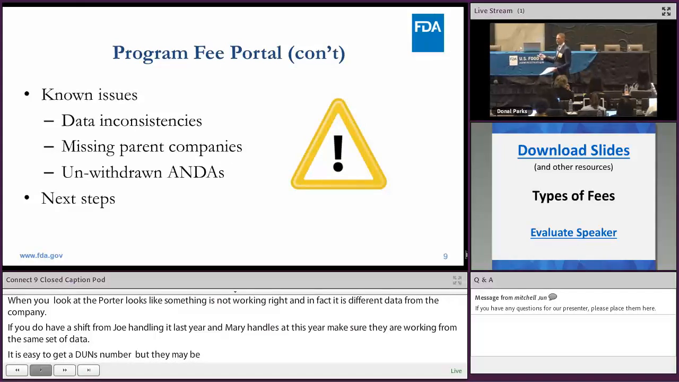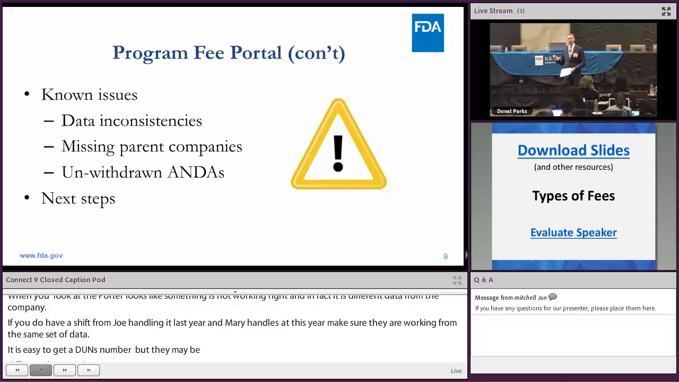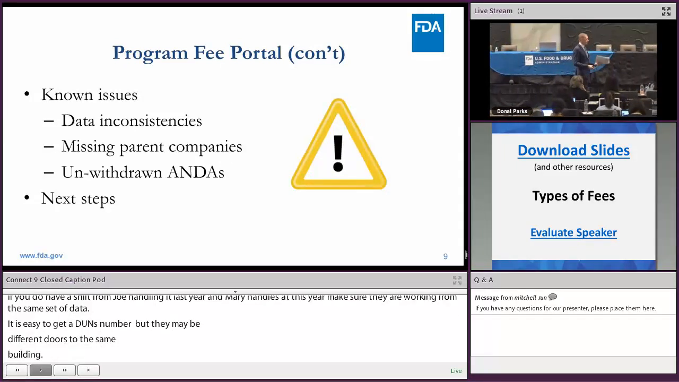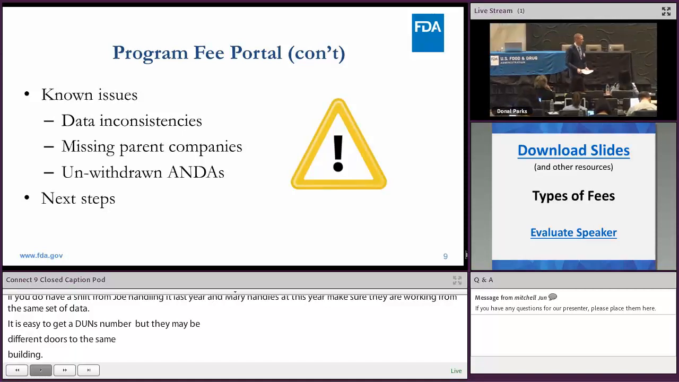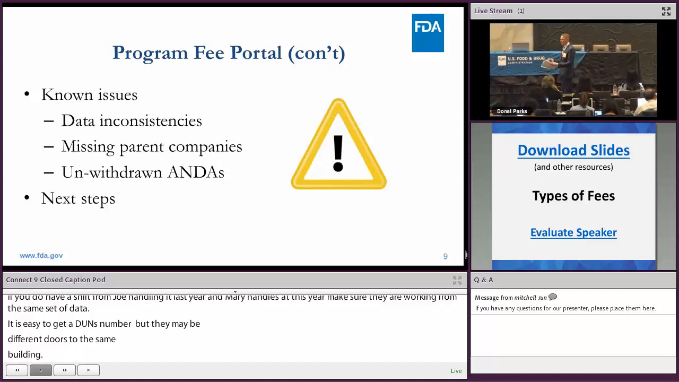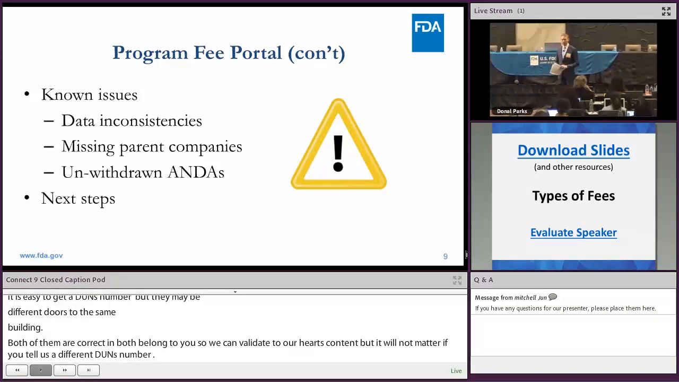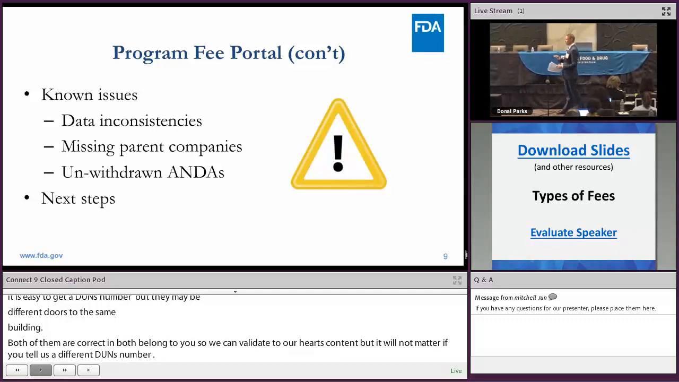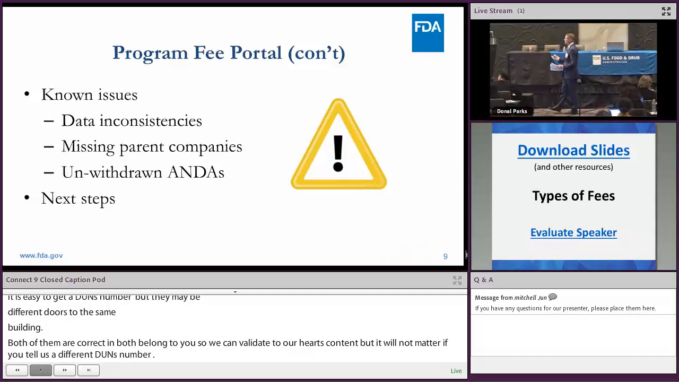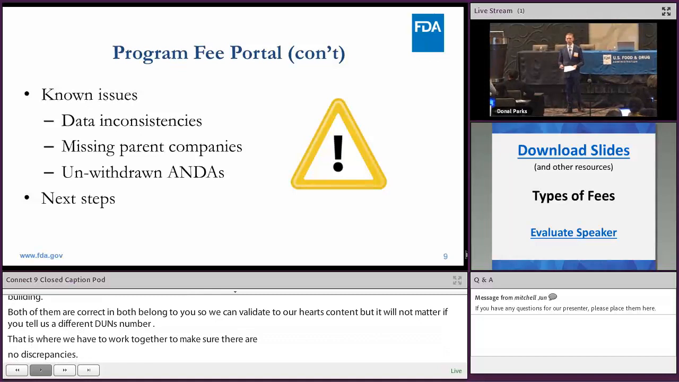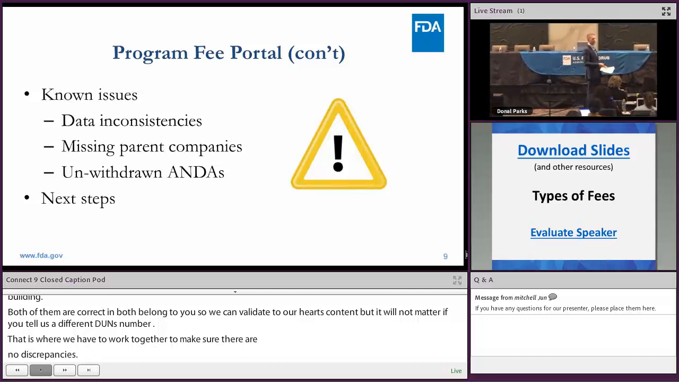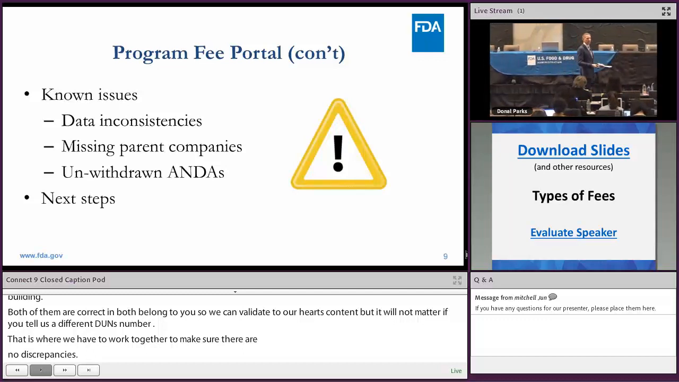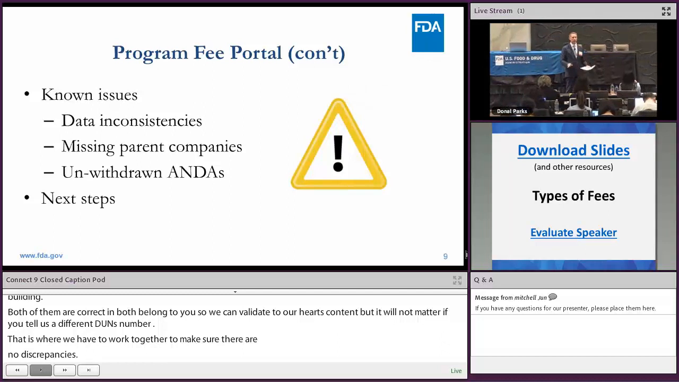And so we can validate to our heart's content, but it's not going to matter if you're telling us different DUNS numbers. So that's one of the issues where we have to work together to make sure that there aren't these discrepancies. There were some ANDA issues where you had said, I withdrew these, or I transferred ownership to someone else. But for different reasons, either that didn't make it into our system, or technically, because withdrawals have to have a Federal Register notice published to make them technically effective, that hasn't happened yet, so the system is still showing them as not having been withdrawn, even though you've done everything you should be doing.